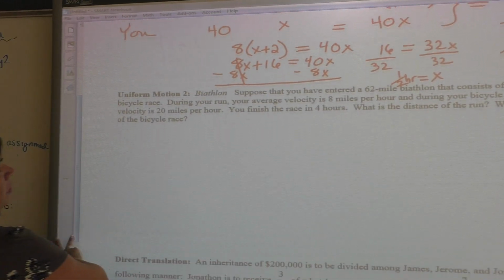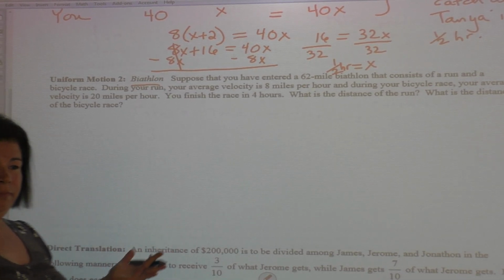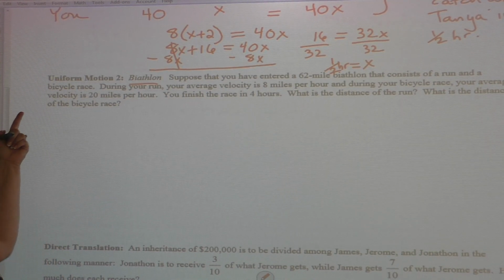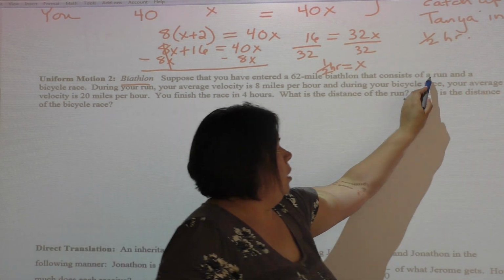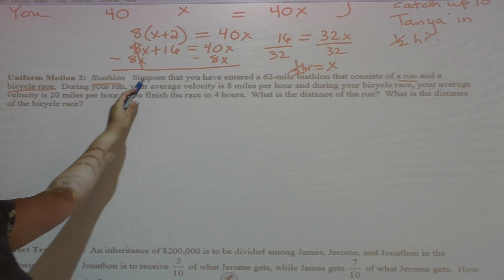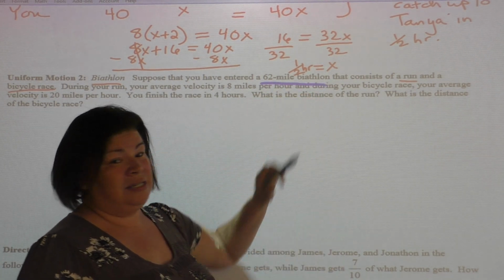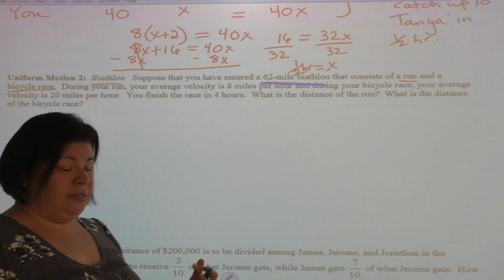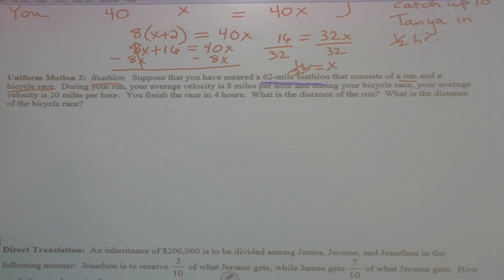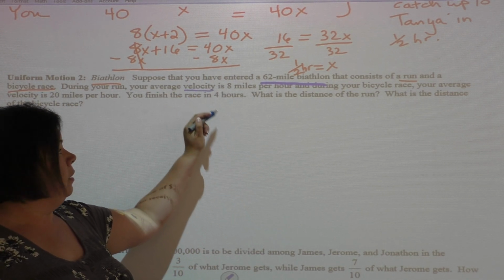Let's look at uniform motion problem 2. A biathlon is a two event race. That means we have a run and a bicycle race. So our biathlon consists of 2 events, a run and a bicycle race. So you've entered a 62-mile biathlon. This is important because this is our total distance of both together, the race and the run. And during your run, your average velocity, there's a key word here. Velocity is another word for speed, or our rate.